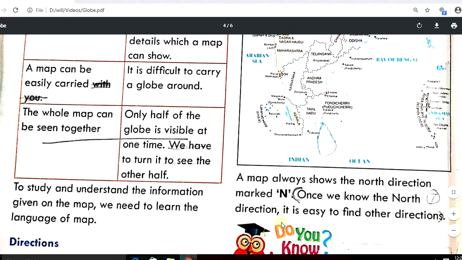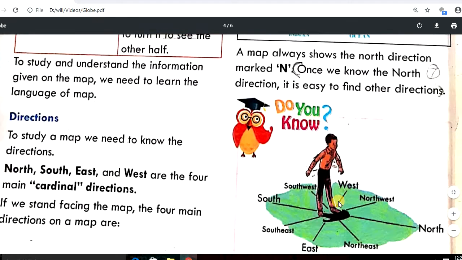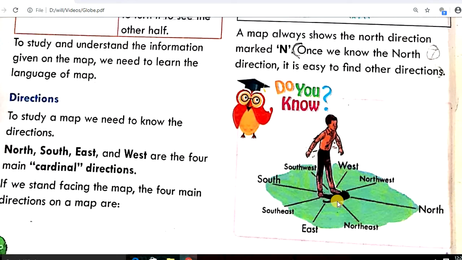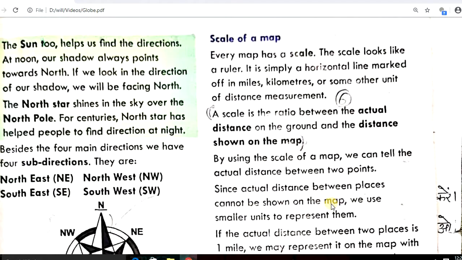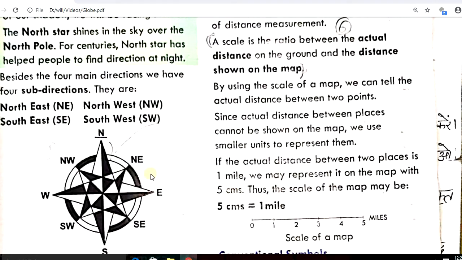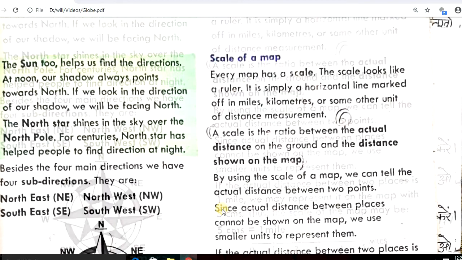Once we know the north direction, it is easy to find other directions. Once we know the north direction, finding out the other directions becomes very easy. There are also sub-directions now: northeast, northwest, southeast and southwest. This is the northeast, southeast, southwest and northwest.